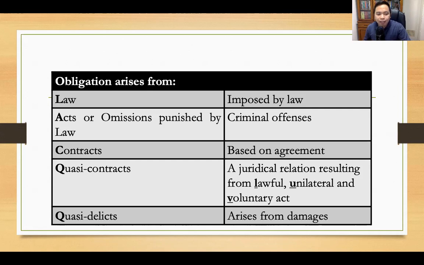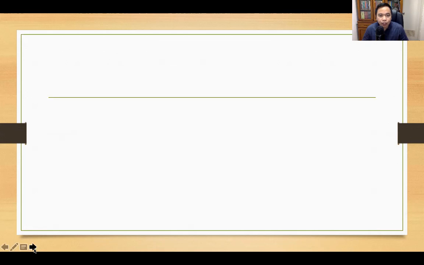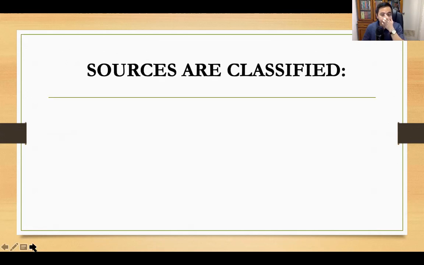Now, quasi-delicts. These are what? Damages arising from tort or a civil act which does not amount to a crime. These are, class, the five sources of an obligation under Article 1157.